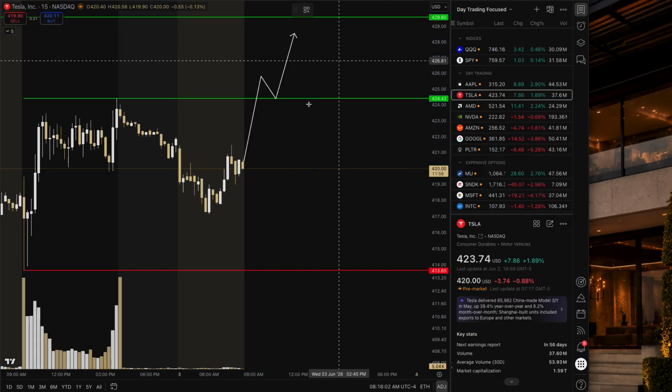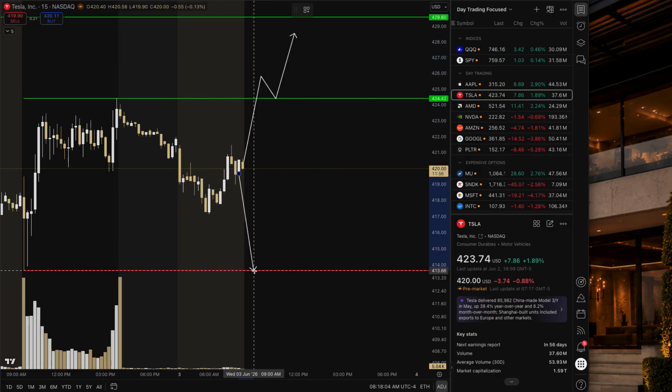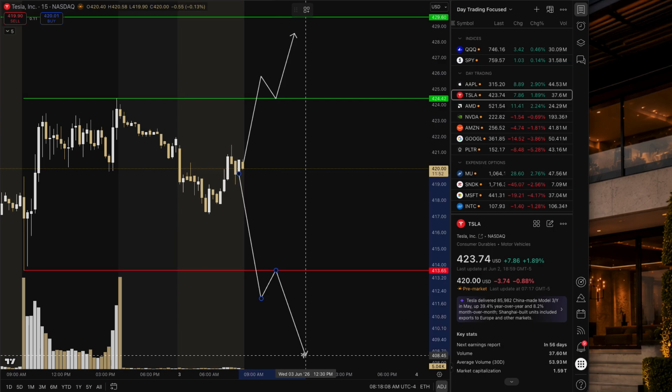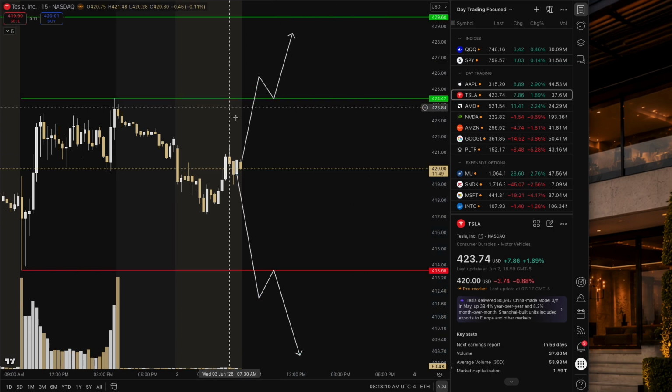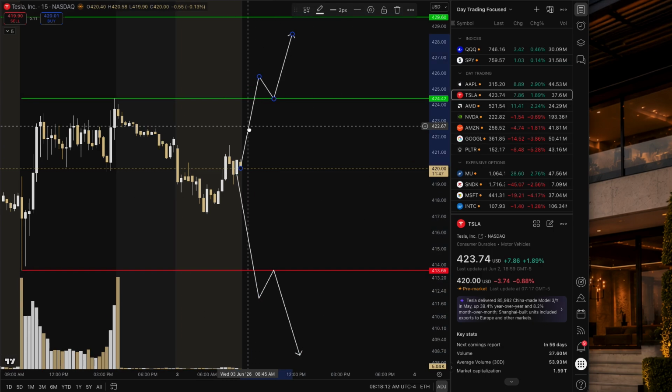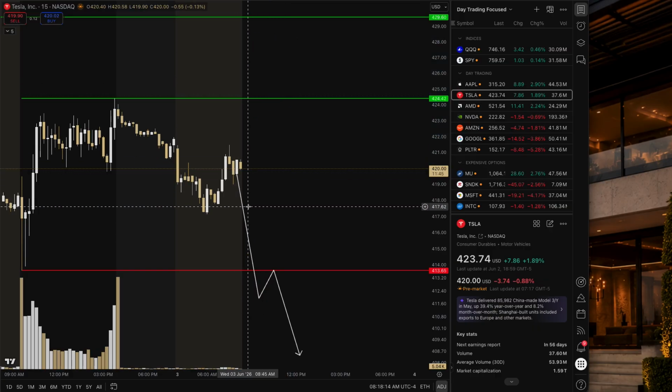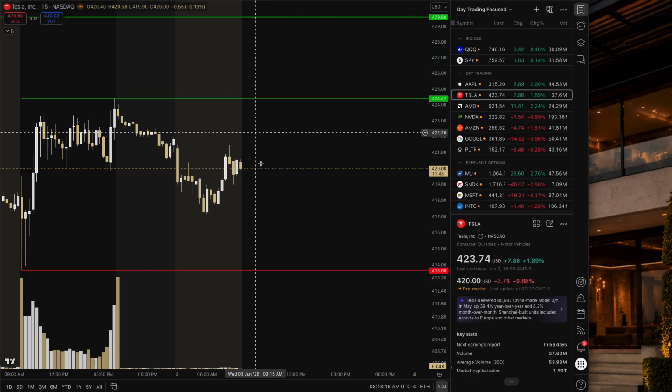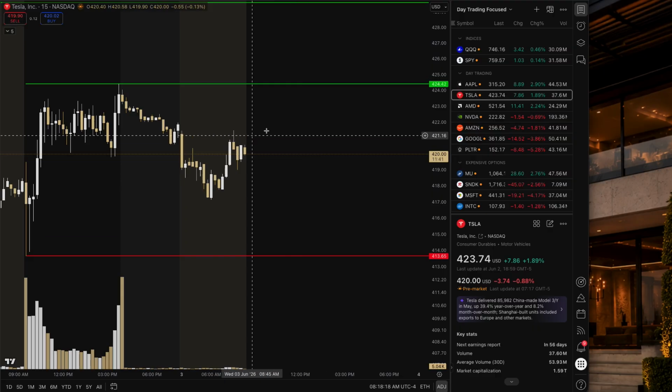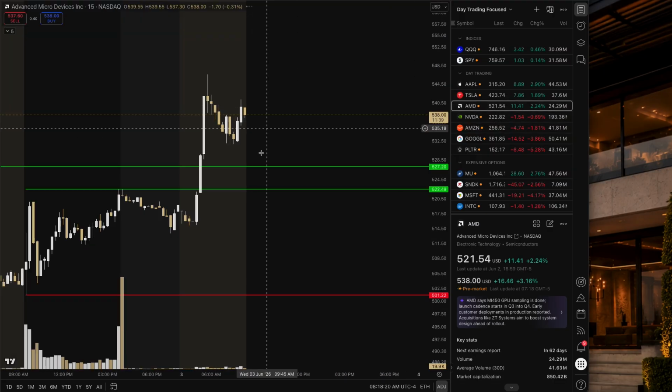Okay, and for the downside it's the same thing. I want to see the price break below the previous day low, retest, and then move towards the downside. Okay, so this would give us a nice continuation. So those are the only key levels I'll be watching on Tesla. Now let's go on AMD.